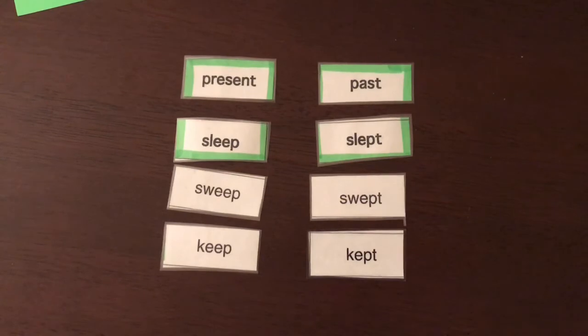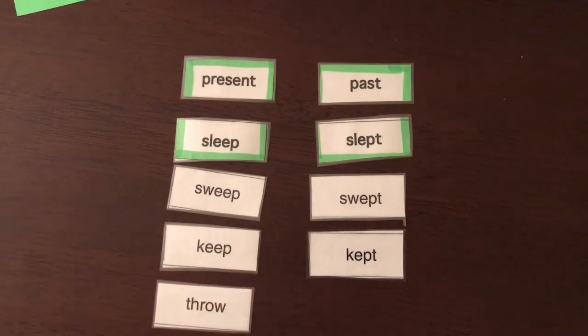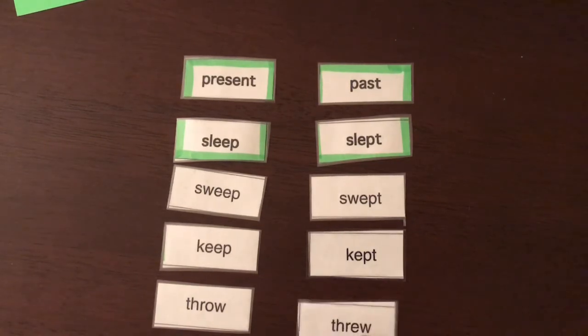It becomes kept. Now the next pattern I want to show you has to do with words that end in W. Now again, this doesn't apply to all words that end in W, but with these specific words. So for example, throw. This will actually change to an EW at the end, so it becomes threw.